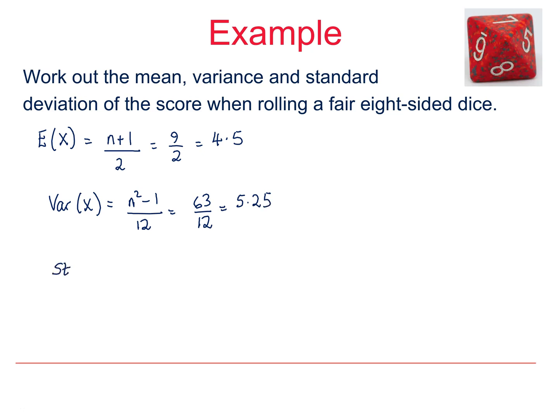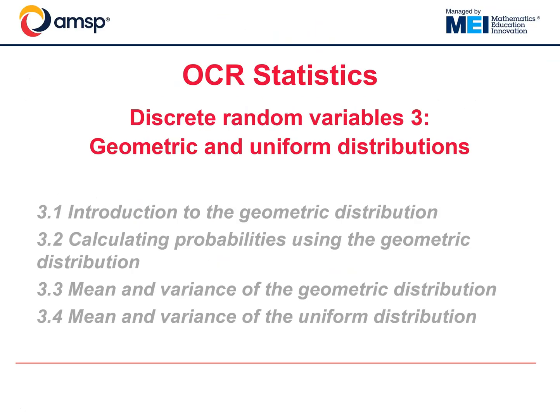We're asked for the standard deviation. So that's the square root of 5.25, which is 2.29 to 3 significant figures. That's the end of this video on the mean and variance of the uniform distribution, and the end of this section on geometric and uniform distributions.